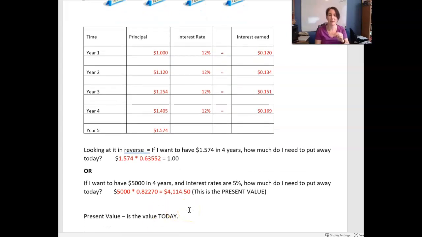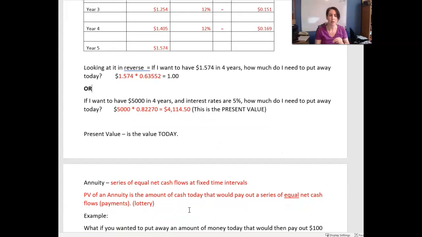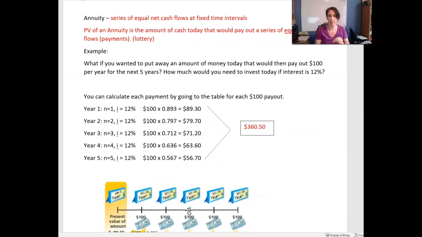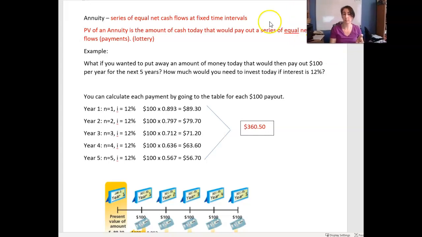All right, present value is the value today. All right, annuities. Annuities are multiple payments. It's a series of equal net cash flows at fixed time intervals. All right. Now here's the thing. Why would anybody want an annuity? Well, an annuity is a very typical way that people structure out payments, long-term payments.